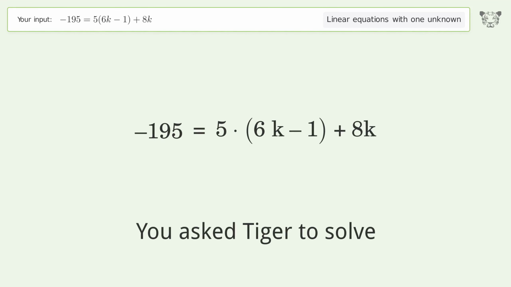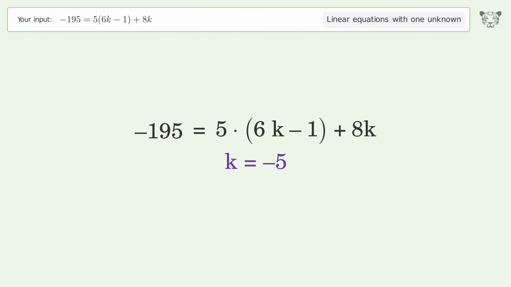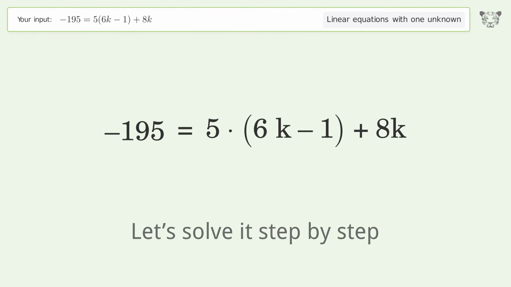You ask Tiger to solve. This deals with linear equations with one unknown. The final result is k equals -5. Let's solve it step by step.